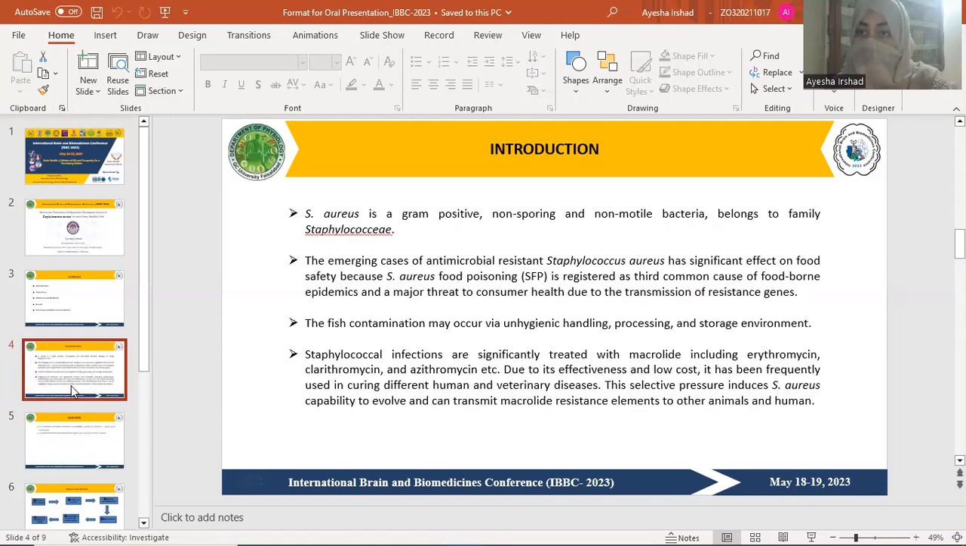So it is important to have systematic data about antibiotic resistance in different bacteria, so we can make important strategies to control the transmission of resistant gene to humans or to our environment.